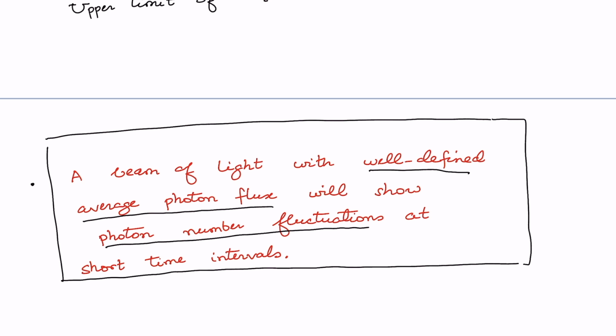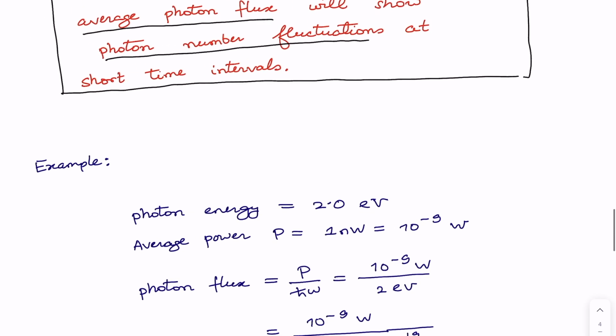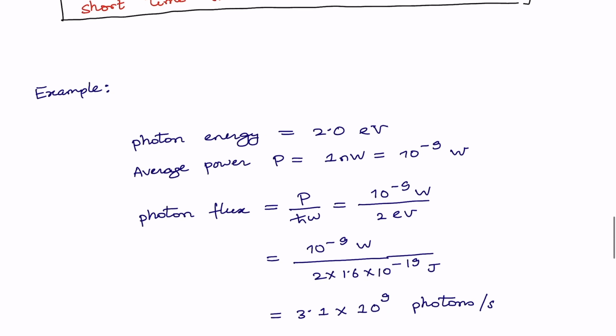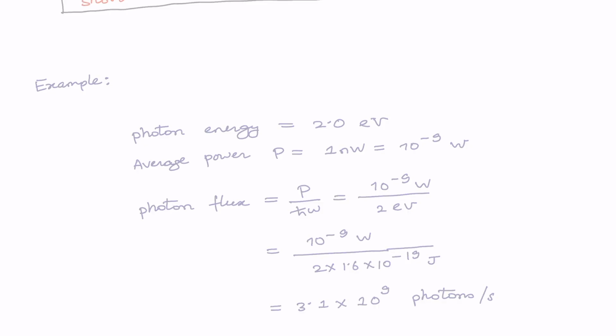To appreciate it, let us consider an example. Let's consider a beam of light with photon energy 2 electron volt and average power, say, 1 nanowatt. Then the photon flux can be easily calculated, because you know the power and you know the individual photon energy, which is 2 electron volt. If you put in the values, you get a photon flux of 3.1 × 10^9 photons per second.